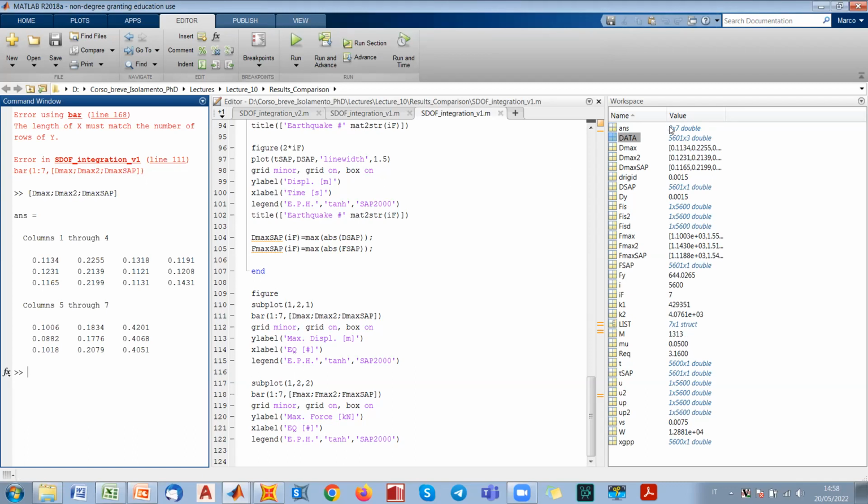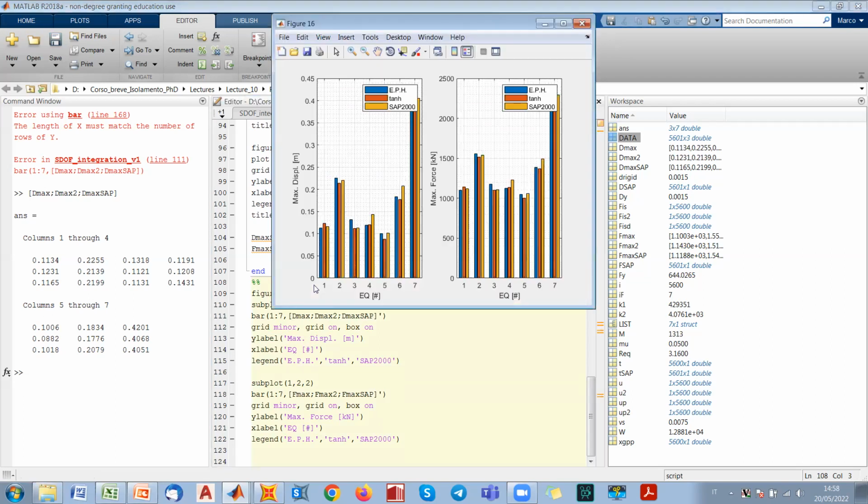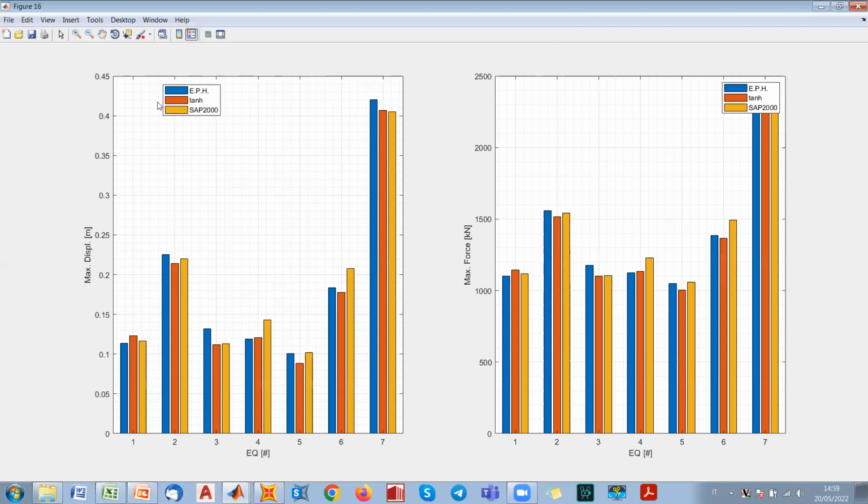So the answer is 3 by 7. Why doesn't it work? Maybe because we have to transpose. Yeah, we just needed the transpose. So okay, we can do these. These are the results: at the left, maximum displacement, and at the right, the maximum force.